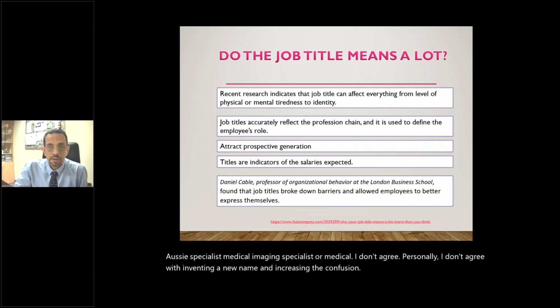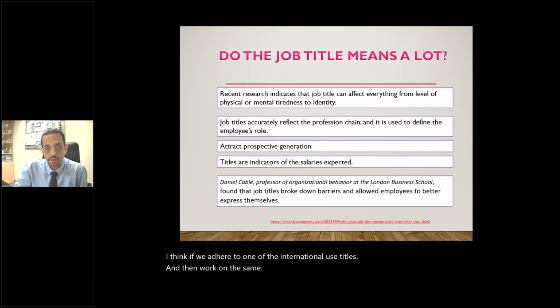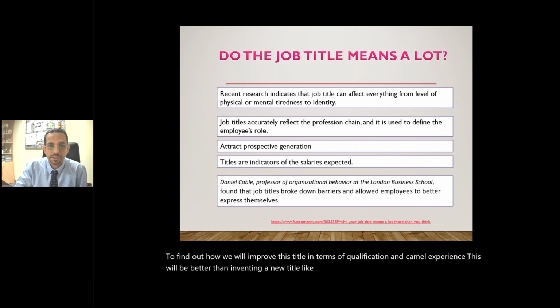I think if we adhere to one of the international used titles and then work on the same trend to improve the radiographer job title, and to find out how we will improve this title in terms of qualification, in terms of experience, this will be better than inventing a new title like medical imaging specialist. I don't know how they translate it in English or in Arabic.